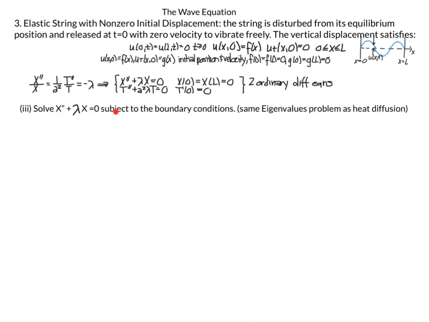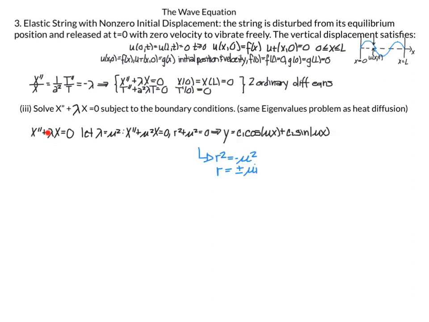And in case you need a refresher on how we solve this eigenvalue problem, we started by letting our eigenvalue lambda equal mu squared, so we wouldn't have to deal with square roots and things. So letting lambda equal mu squared, we have X double prime plus mu squared X equals 0. Our characteristic equation for this is r squared plus mu squared equals 0. So that tells us r is equal to plus or minus mu i, which gives us the general solution c1 cosine of mu x plus c2 sine of mu x.